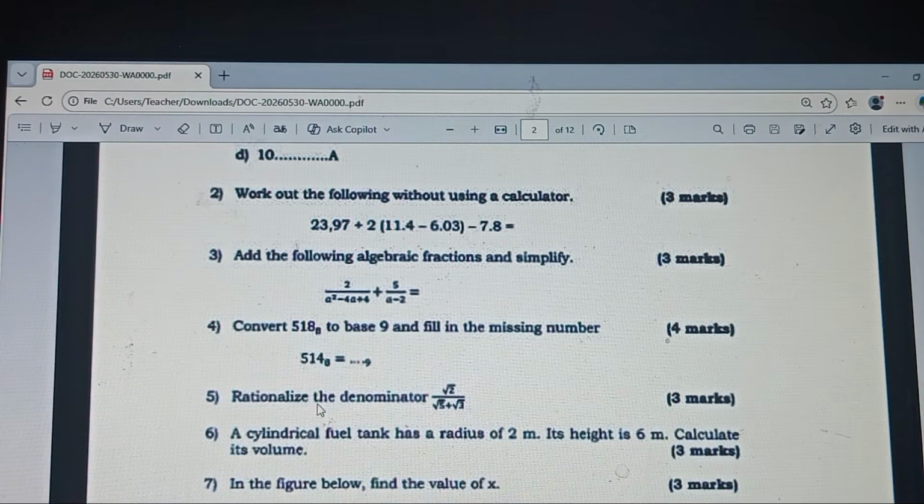Question number 4: convert. We have here 518 in base 8. We are asked to convert it to base 9. Here, you start by converting base 8 to base 10, then you continue by converting from base 10 to base 9. That is the hint.